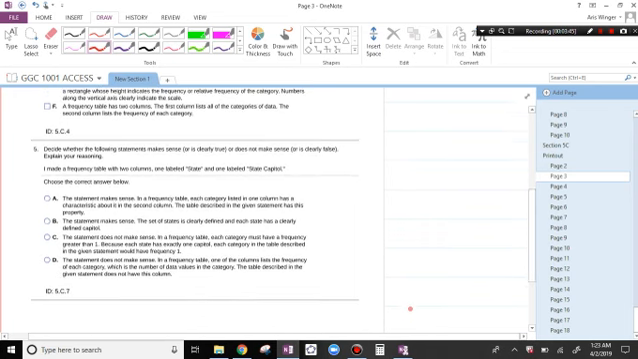Decide whether this makes sense or not. I made a frequency table with two columns, state and one labeled state capital. Here there are no numbers. It makes no sense. The statement does not make sense. In a frequency table, one of the columns lists the frequency of each category, which is the number of data values in the category.